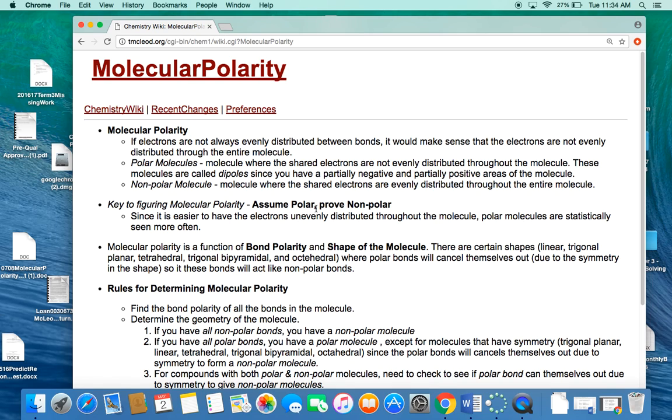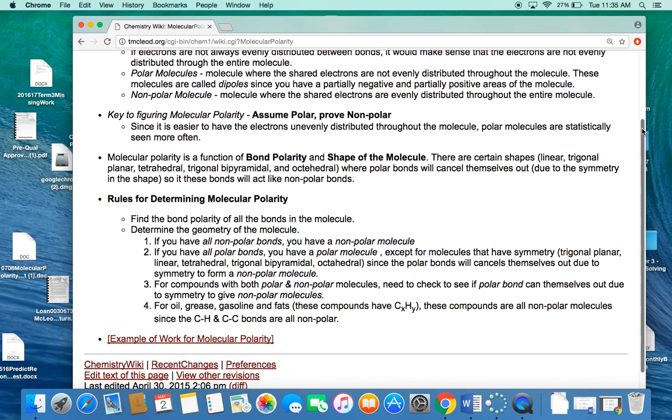Those are the only two possibilities. If you had to guess, and that's what the notes say, you're always going to guess unevenly distributed electrons. So I'm going to make you memorize: assume polar, prove nonpolar. You're going to go into the substance thinking it's unevenly distributed, and you're going to prove to me that it's evenly distributed. So how do I know that a substance is evenly distributed? By the geometry and by the bond polarity. And there are only two possibilities.